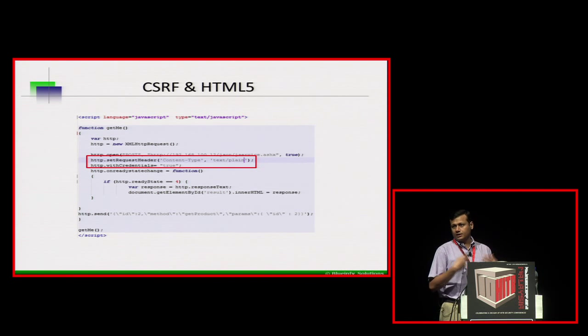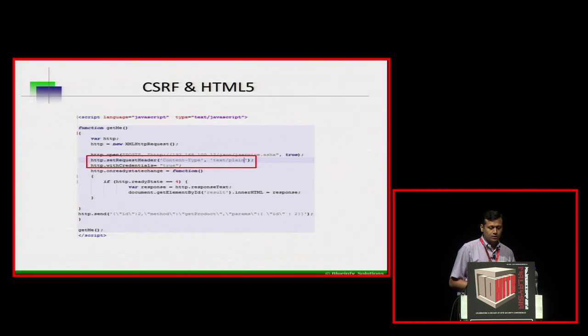It can be XML, it can be any other service. We are setting a content type to text plain. We are setting the credentials to true. And then we are sending a raw JSON envelope over here. It can be any other stream.